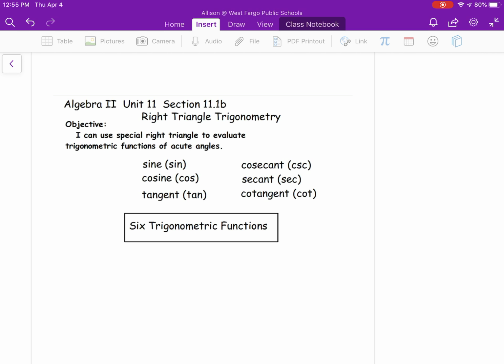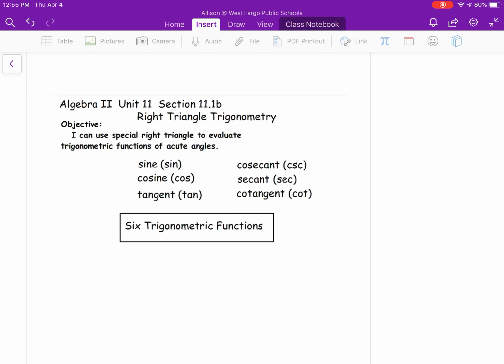Hey class, this video is going to cover some right triangle trigonometry, section 11.1b. Our objective for this lesson is to use special right triangles to evaluate trigonometric functions of acute angles. Here's a reminder of the 6 trig functions that we're going to use.